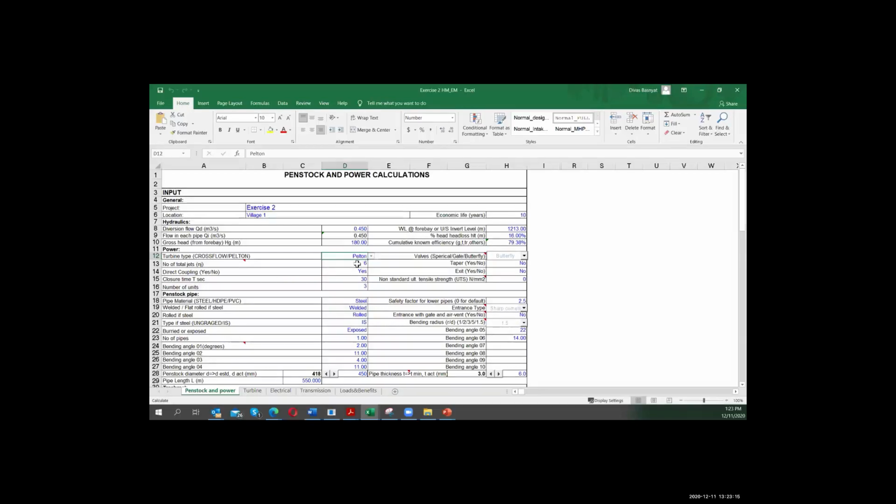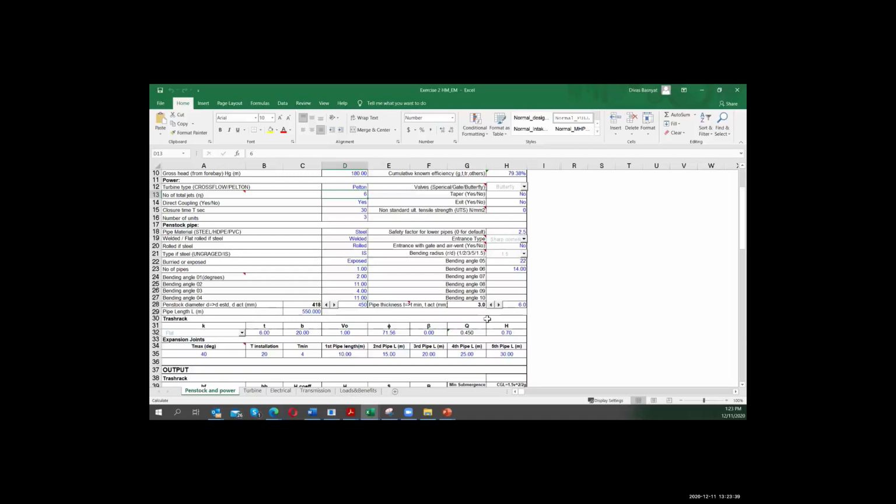Number of jets: how many jets you want to use, because you can have multiple jets for the Pelton. Is it a direct coupling? Closing time? These are standard documents. What is the water level of the forebay? What is the percentage head loss here, the cumulative efficiency, because you also want to get the economics. So I think whatever I presented in the presentation is shown here.